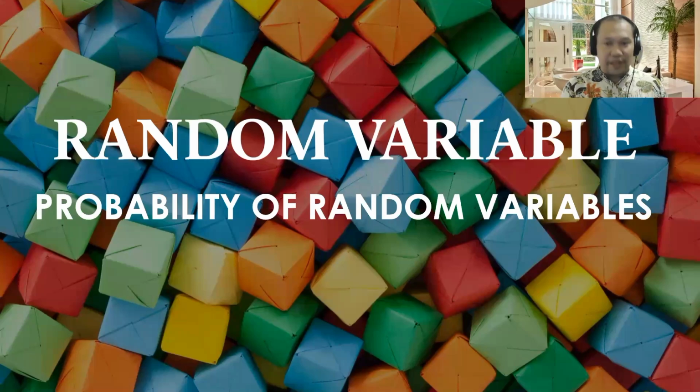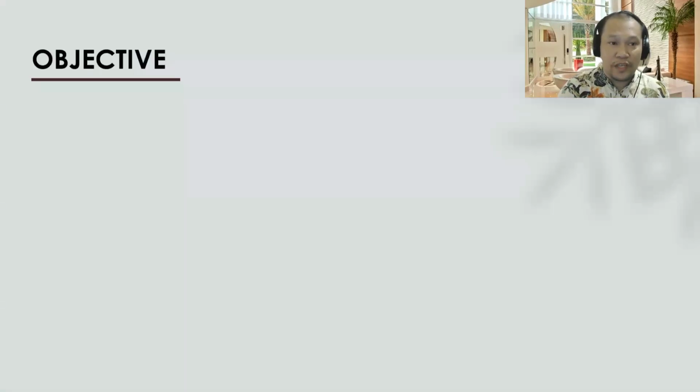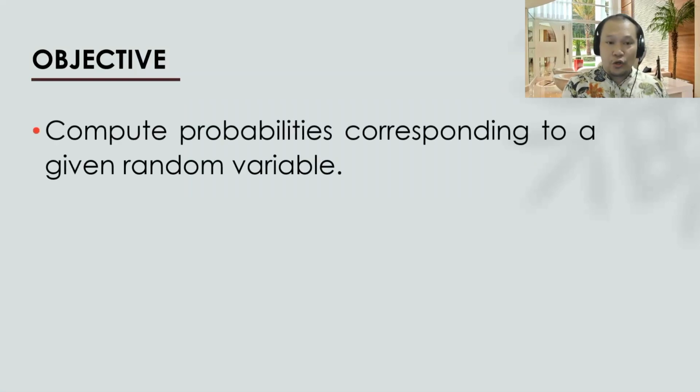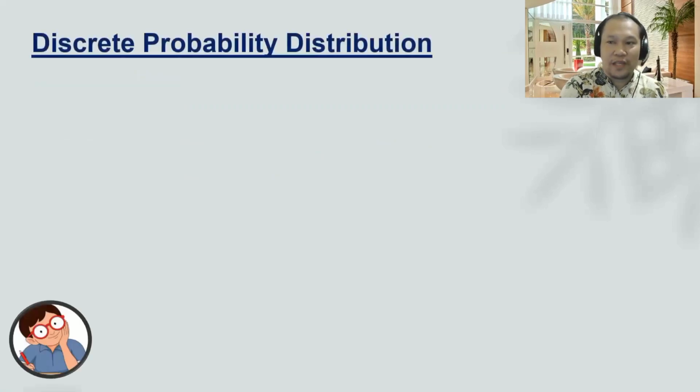In this video learning, our objective is to compute the probabilities corresponding to a given random variable. To start with, let us go with our recall of the previous lesson.